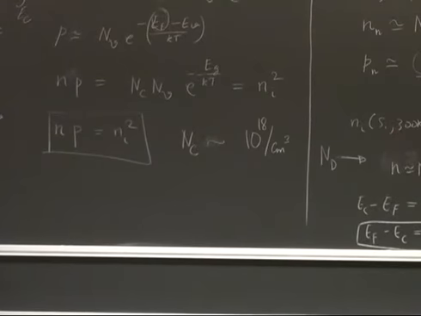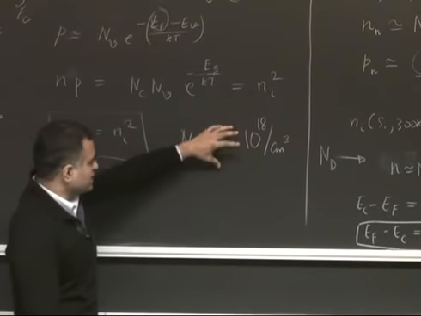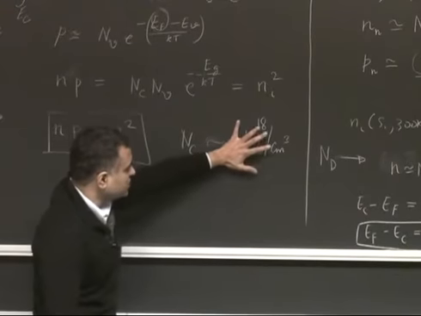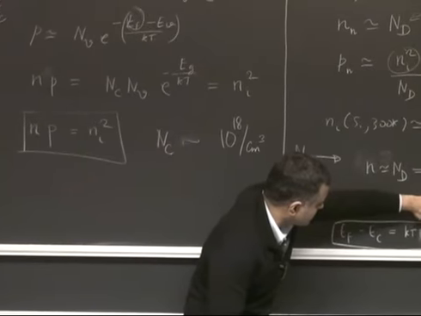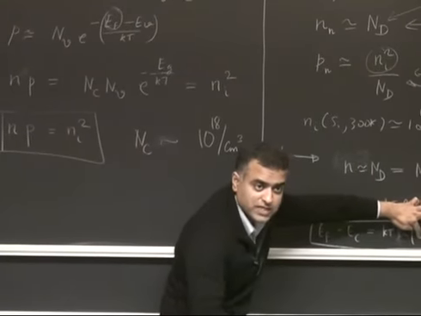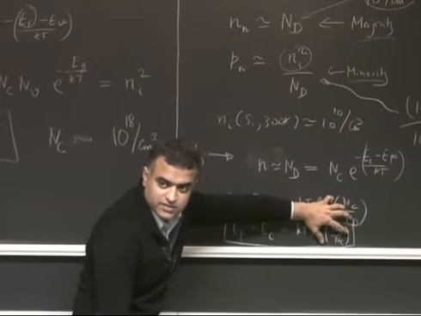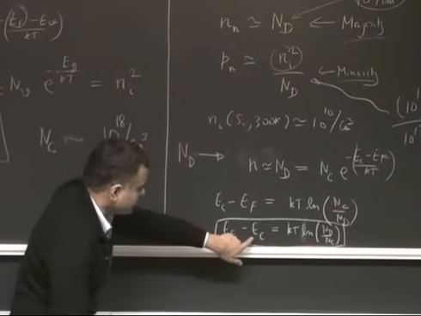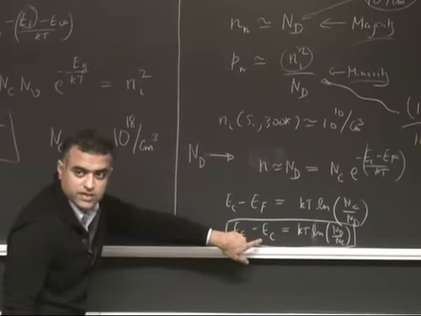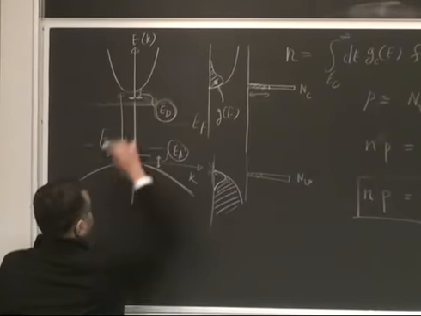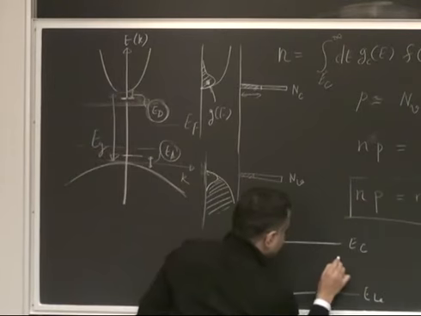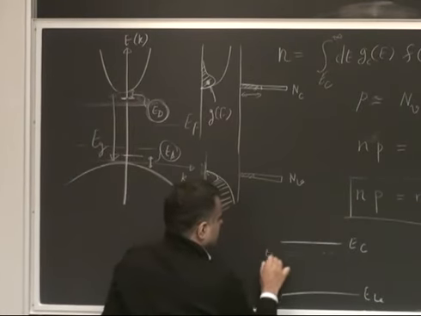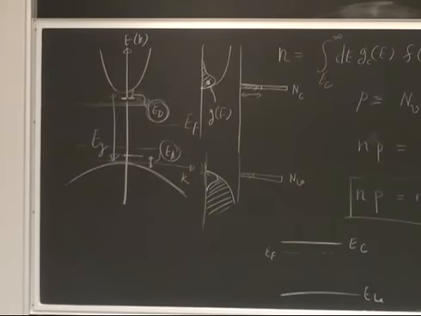This is where we need to have a little bit of a feel for these things. Of the order 10 to the power 18 per centimeter cube, if the doping density is less than that, we have natural log of something less than 1, which is negative. What does that mean? It means the Fermi level is below the conduction band edge. If we draw the band diagram, the Fermi level is somewhere here.